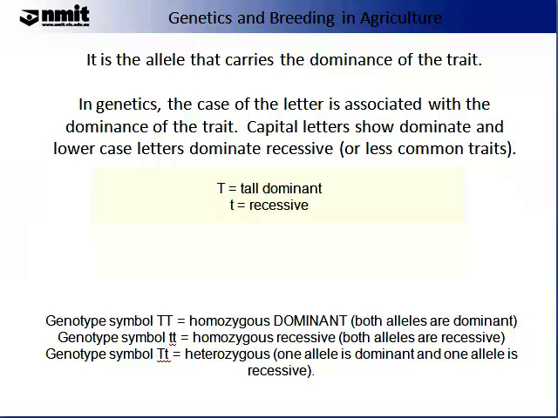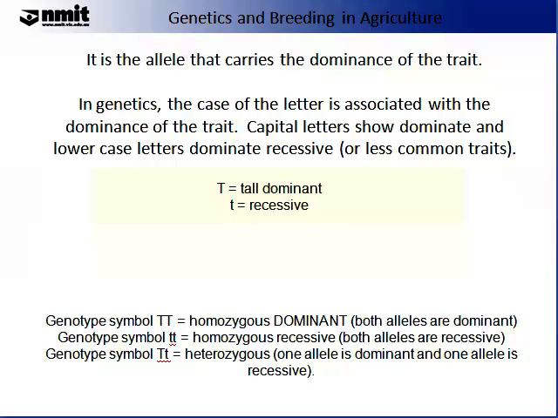It is the allele that carries the dominance of the trait. In genetics, the trait dominance can be represented by the case of the letter. So, when a capital letter or uppercase is used, this shows a dominance. When a lowercase is used, this shows a recessive characteristic, or less common traits. In the example, capital T equals tall, dominant, while lowercase t equals recessive.